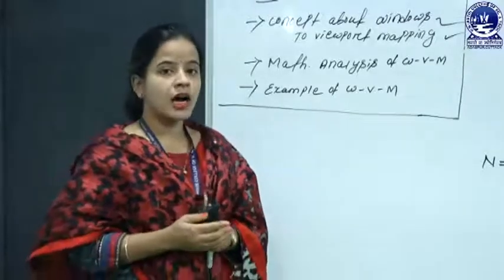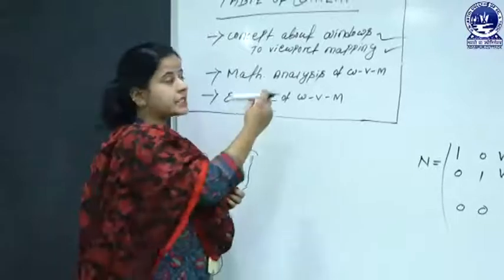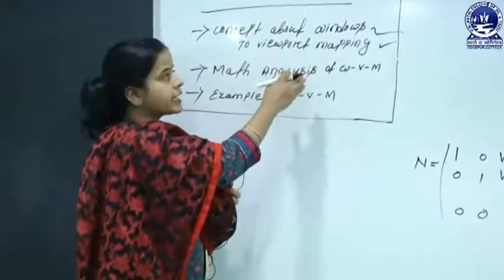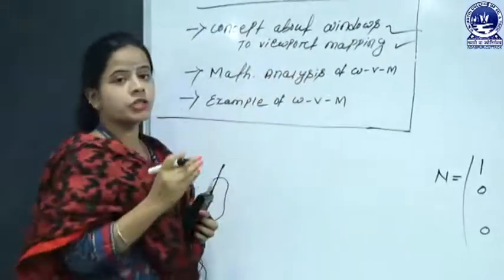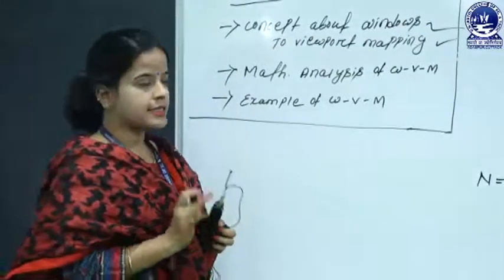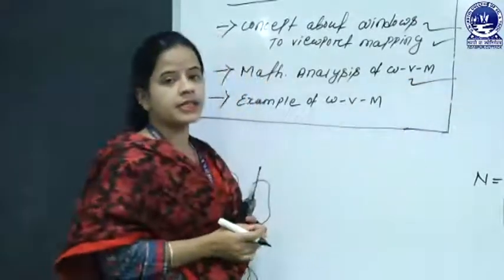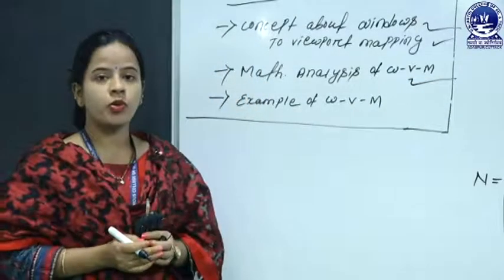So now to check how that is possible. The window to viewport mapping is provided for converting the relative positions of the pictures from the window coordinate system to the viewport coordinate system. So now we go to the second part, that's the mathematical analysis of window to viewport mapping.